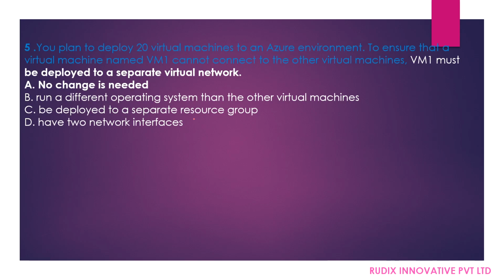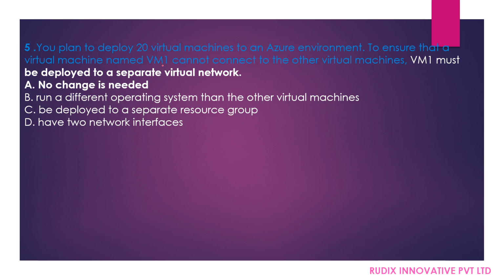Next question. You plan to deploy 20 virtual machines to an Azure environment. To ensure that the virtual machine named VM1 cannot connect to the other virtual machines, VM1 must be deployed to a separate virtual network. So this is the question. The options are: A, no change is needed. B, run a different operating system than other virtual machines. C, deploy to a separate resource group. Option D, have two network interfaces.